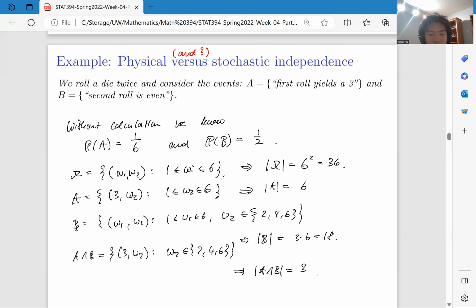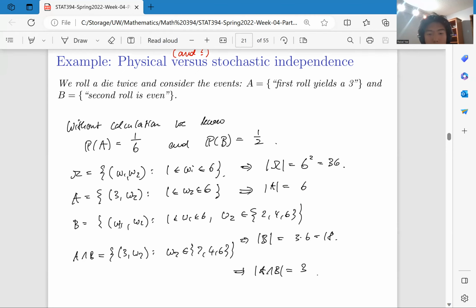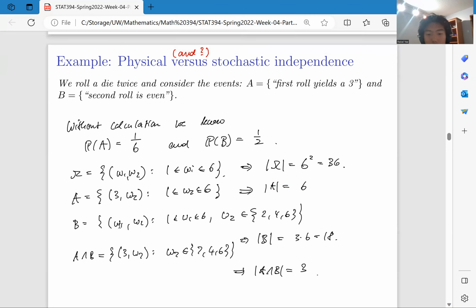However, if we consider B, in the B case, W1 is not limited. I mean, W1 can be any case, but W2, the second roll, is even. So there are only three cases: 2, 4, and 6. In this case, the cardinality of the B event is 3 times 6 equal to 18, where 6 is the W1 term and 3 is the W2 term.